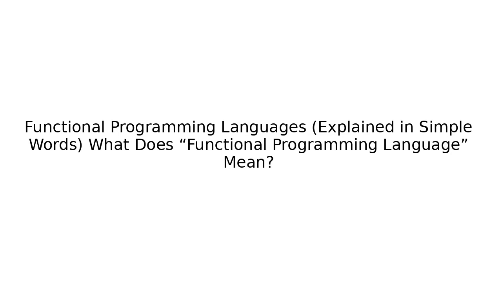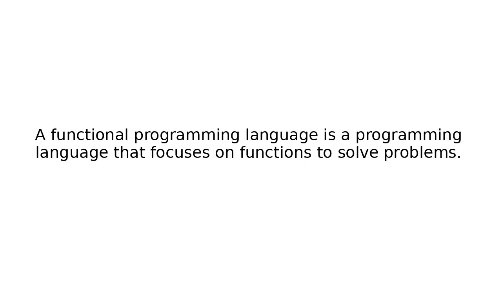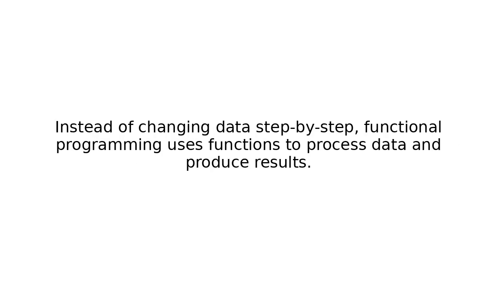Functional programming languages. Explained in simple words. What does functional programming language mean? A functional programming language is a programming language that focuses on functions to solve problems. Instead of changing data step by step, functional programming uses functions to process data and produce results. In simple words, functional programming equals solving problems using functions.